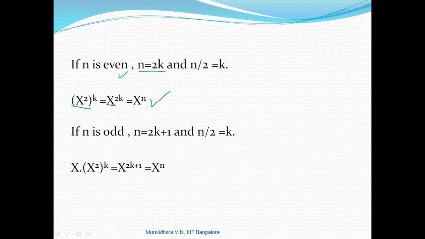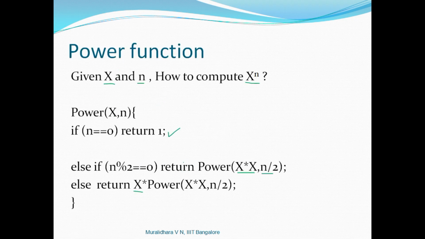If n is odd, then n can be written as 2 into k plus 1. So n by 2, when you do integer division by 2, will only give you k. So if you compute x into x square to the power n by 2, which is k, then what you get is x to the power 2k plus 1, which is exactly equal to n. So whether n is odd or even, this recursive function will compute x to the power n correctly.